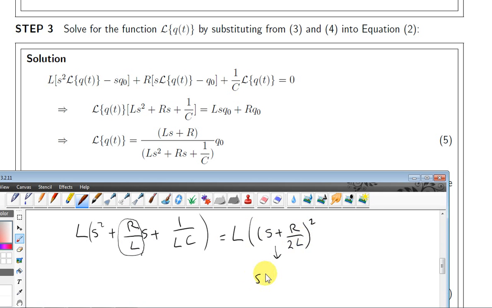Now let's see what we get if we square this. We get s squared plus this times this doubled. Well, that'll give us back r over l times s. And then we square the second term. That's going to give us r squared over 4l squared. So we need to subtract off this term, because we don't want that, and we need to add in this term 1 over LC.